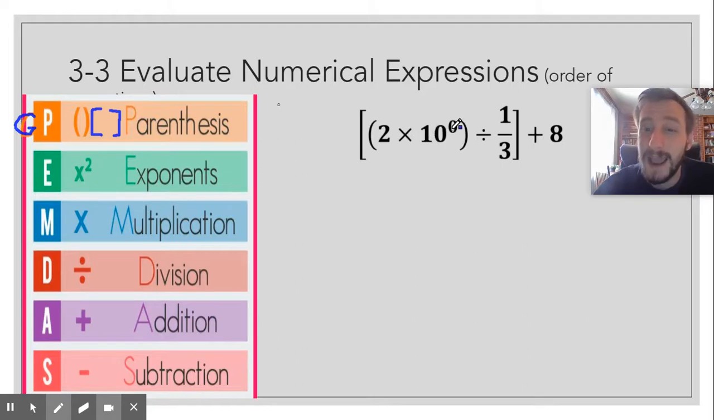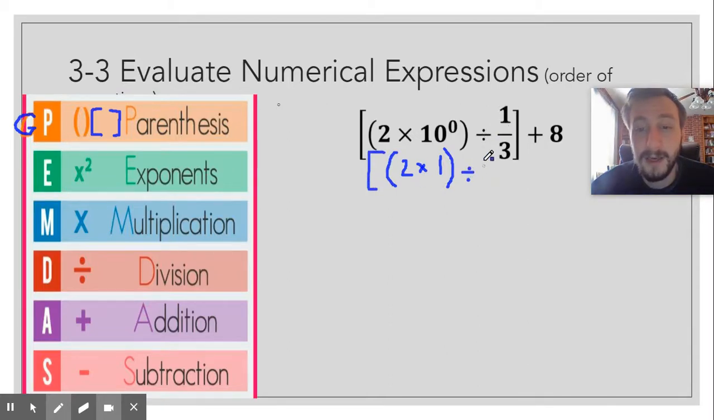So 10 to the power of 0 is 1. So remember, anything to the power of 0 is going to be 1. What I want you guys to get in the habit of doing, because on the test I'm not going to give you a calculator, I want you to take these one step at a time. So once you solve this step, bring everything else down. So 2 times 1, bracket divided by a third, bracket plus 8.